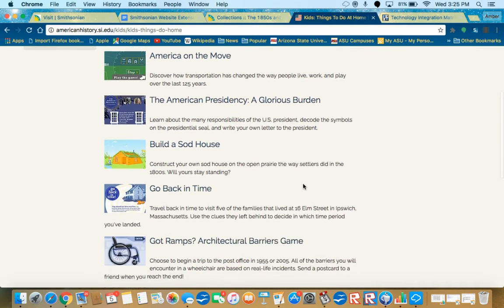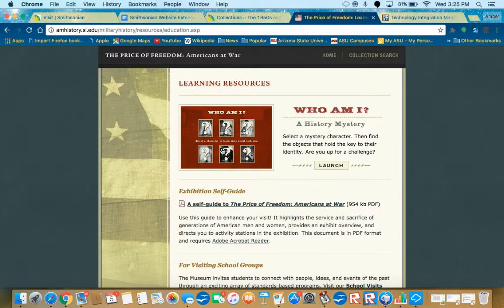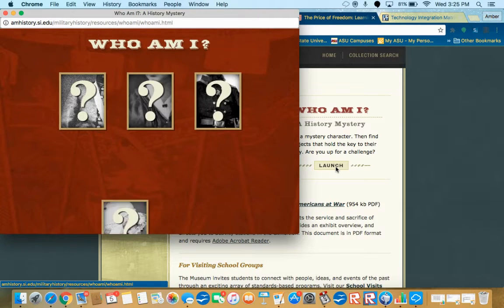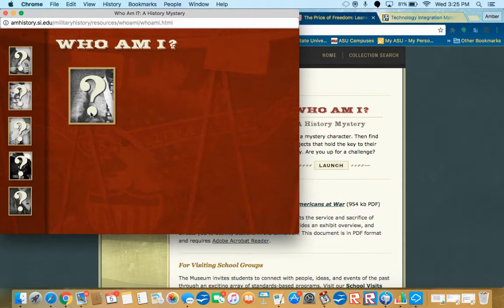But since we're working on the Civil War, I'm going to move down here and say, Who Am I? A History Mystery, which is a mystery character from the Civil War. So then we'll launch that. Then students will click on one of these mystery pictures, and they'll use artifacts or evidence to prove that they are selecting the right character. So let's do one together. I'm just going to click on this one.